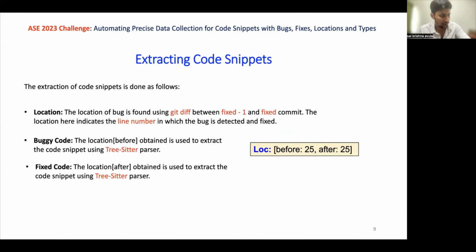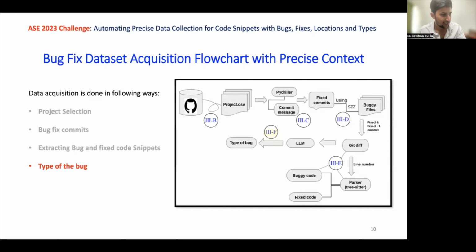addition after immediate deletion. The reason for diff between fixed and fixed minus one commit and not fixed and bug inducing commit is that if a bug is fixed in the ith commit, then it's obviously present in the i minus one commit, which helps in analyzing only few line changes rather than multiple changes if the commits are far apart. The last step is to find the bug type.